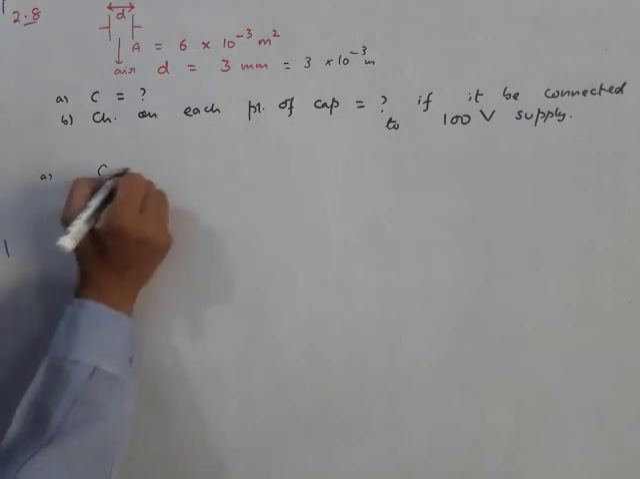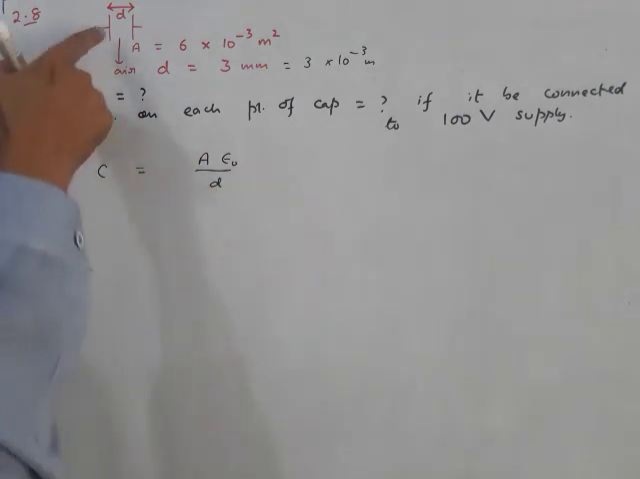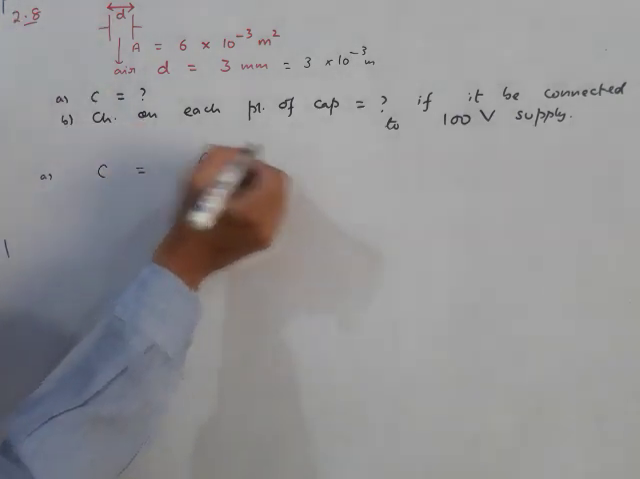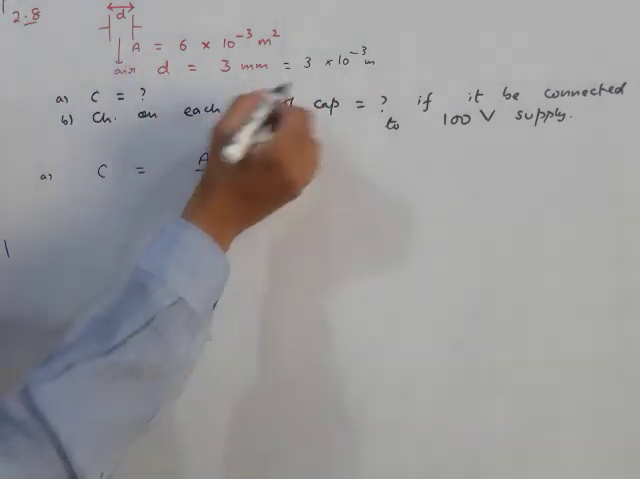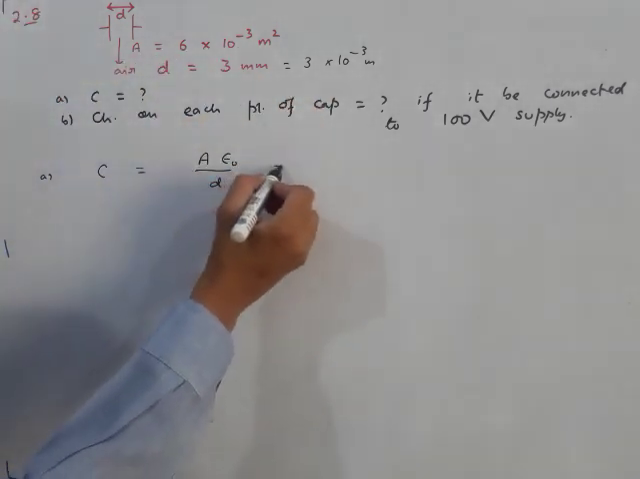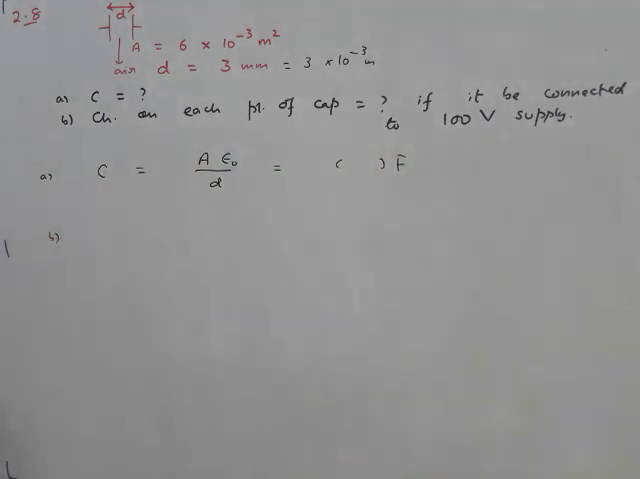It's a simple one. The capacitance we will calculate using the formula A epsilon naught upon d. Since it is air, for air we take K as almost 1. So you can put the values of A, d and epsilon naught to get the value of this C in farad. Part A calculations, students, you have to do yourself.